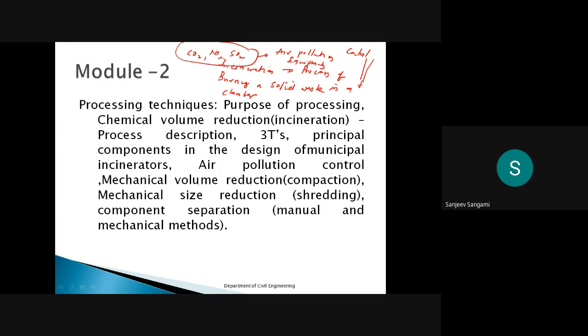Some of the major equipment, like the gravity separator, is one of the air pollution control equipment. Then one more is mechanical volume reduction. How volume reduction and some strength reduction techniques are used during the processing of solid waste, that also we will discuss in the second module.